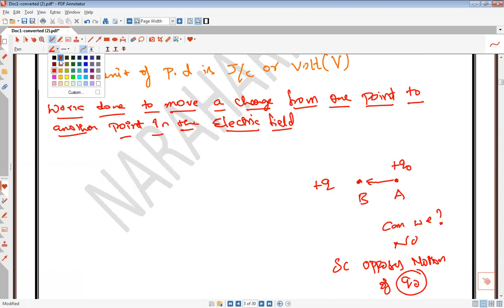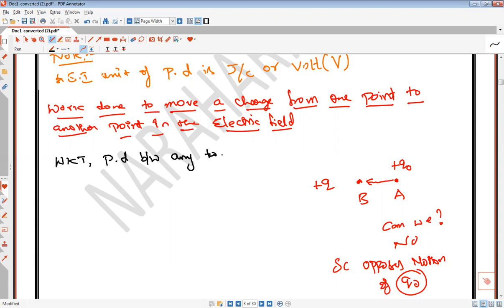So to do this, we will define what is potential difference. We know that potential difference between any 2 points in the electric field is defined as the amount of work done to move the test charge from one point to another point.